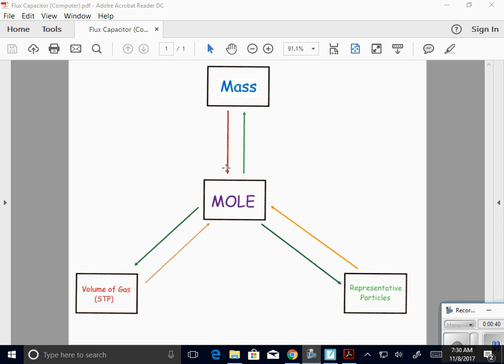So we're going to go moles to mass, mass to moles, and what you're eventually going to see is that we can use the moles as a middleman. So if I give you the mass, you can convert it to a mole, then you can convert it to a representative particle. Let's say that representative particle would be a formula unit. Could you then do another step and convert it to an atom?